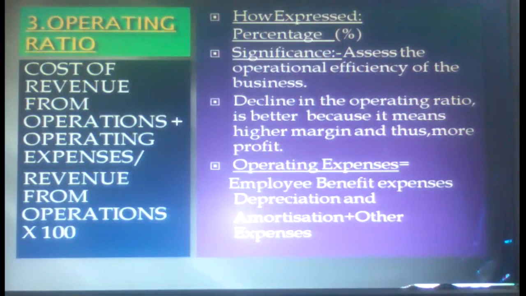Here, what is the meaning of operating expenses? That is very important. It may be employee benefit expenses, and you can add depreciation and amortization and other expenses, which are collectively called operating expenses. Keep that in mind. Once again, repeating our formula: operating ratio equals cost of revenue from operations plus operating expenses, divided by revenue from operations, into 100.